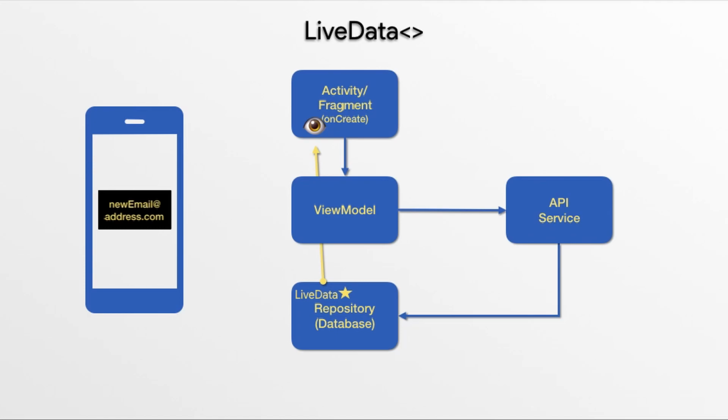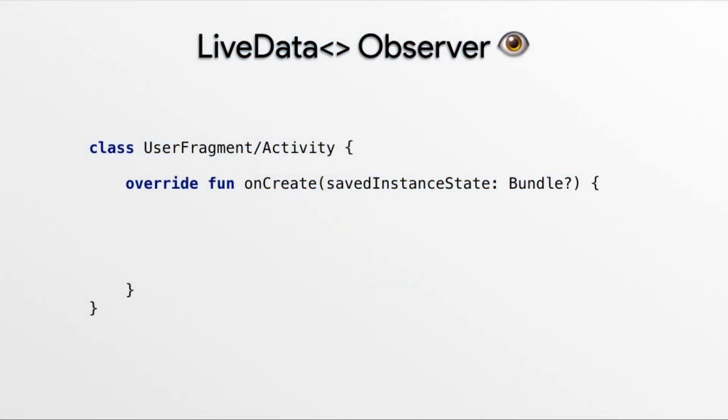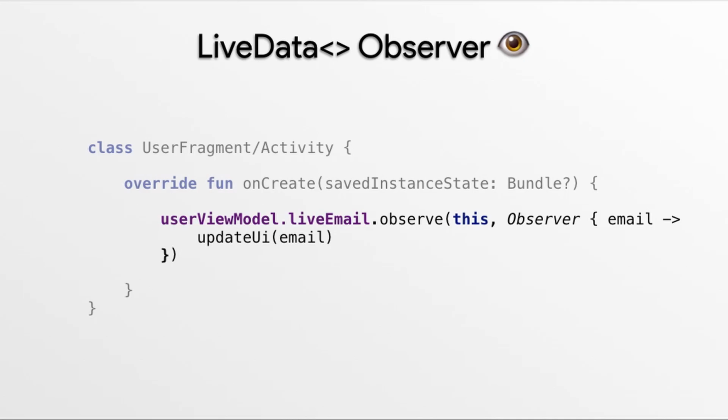So what does the activity or the fragment we're in actually look like? How do we observe? So we're going to be in onCreate most of the time. If you're an Android developer, you probably know this already. And how do we access or observe our live data object? So we got our ViewModel, which I assume you have access to, and on there is a live email object. And we observe it with the observe call. We pass in this, and we create an observer object which decides what to do with the email address that we're getting once we do get it. In our case, we're going to just update the user interface. We're passing the email address.